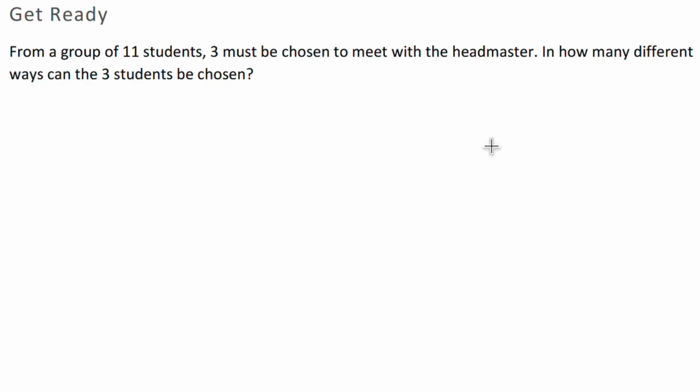From a group of 11 students, 3 must be chosen to meet with the headmaster. In how many different ways can the 3 students be chosen? So thinking about what we've seen previously, we might think we have 3 spaces.